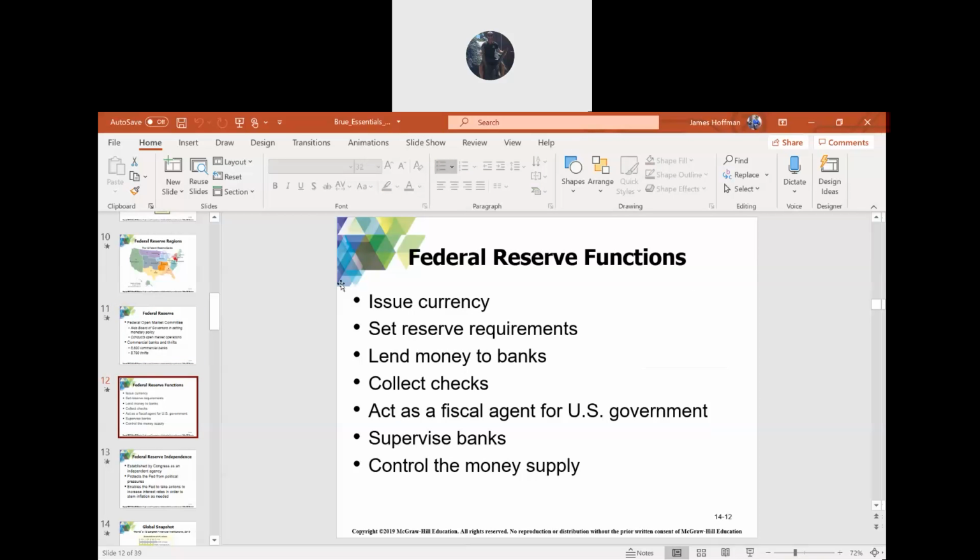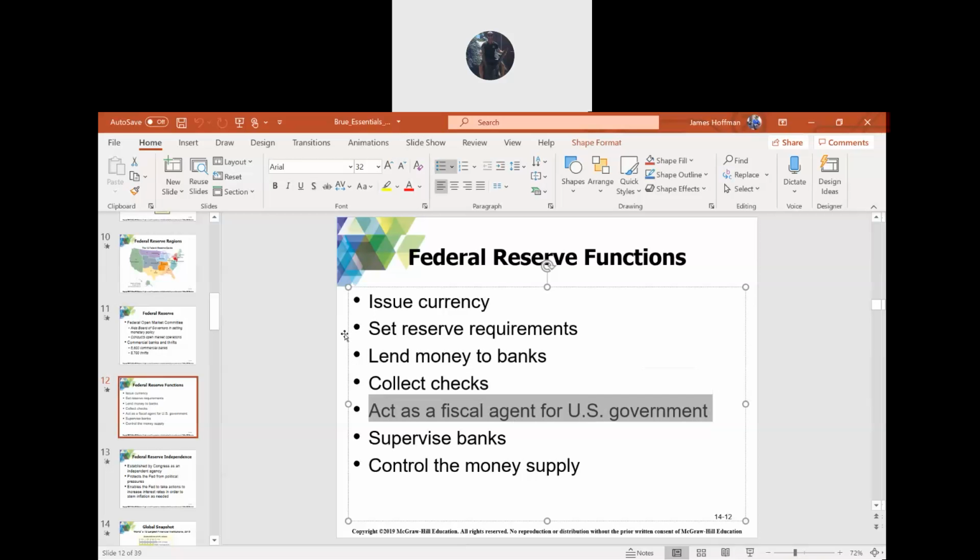Okay, so some main functions of the central bank, which is the Federal Reserve. They issue currency. They actually print official money. They set reserve requirements, which are the amount of money that banks cannot lend out. Right, they're going to keep some on reserve, kind of like in the virtual vault. Okay, the Fed lends money to banks, right, at some interest rate. They collect checks. They act as the fiscal agent for the U.S. government.